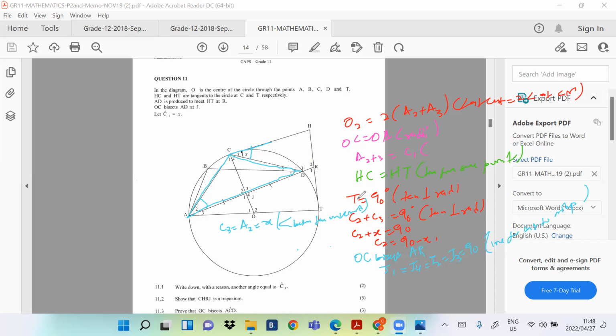Then question 2: show that CHRJ is a trapezium.